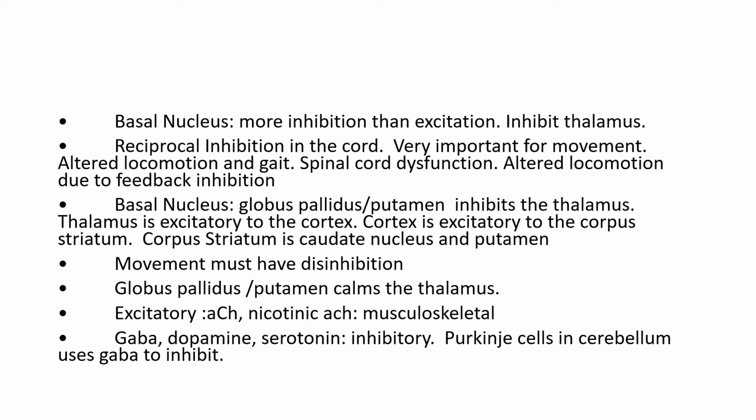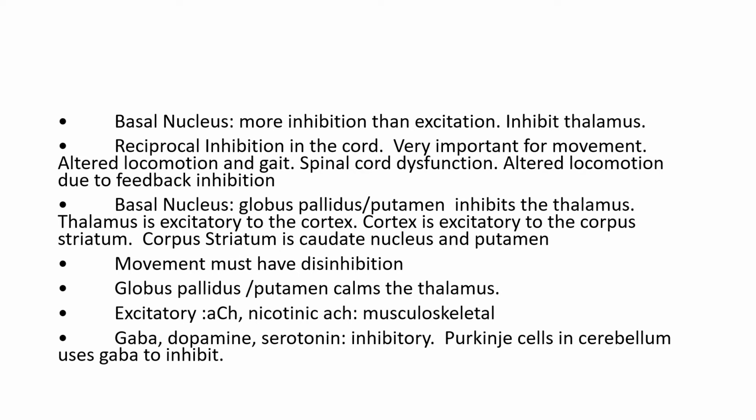Spinal cord dysfunction, altered locomotion due to feedback inhibition. Basal nucleus, so globus pallidus and putamen, inhibits the thalamus. Thalamus is excitatory to the cortex. Cortex is excitatory to the corpus striatum. Corpus striatum is the caudate nucleus and the putamen. Okay, so corpus striatum is the caudate and putamen.